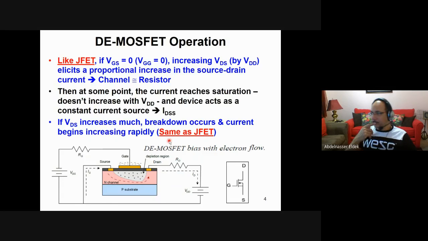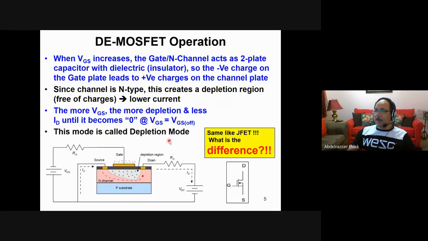Let us see. So now, when VGS increases, the gate and N channel act as a two-plate capacitor, as I said, with the dielectric material in the middle. So the negative charges on this part here, the gate plate, lead to positive charges on the channel here. This will increase the depletion region, of course.